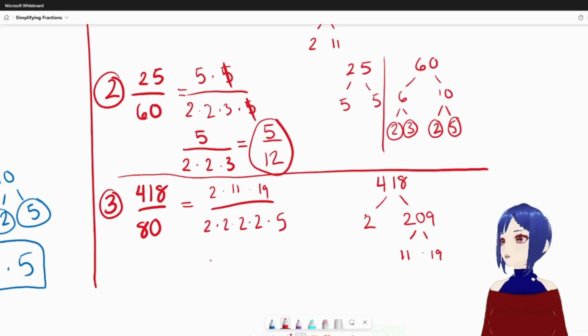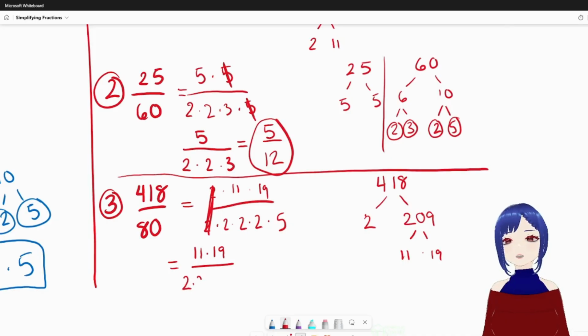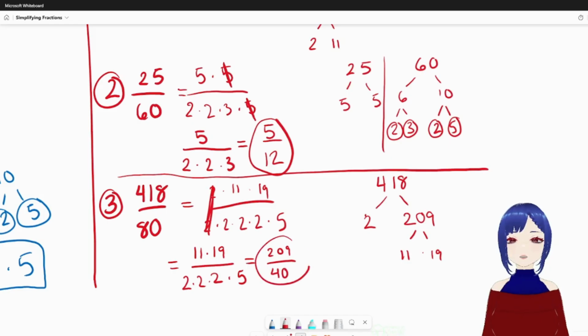Remember, I did that earlier in a different example. So this one, even though we had some really big numbers, it actually doesn't simplify that much. The only thing they have in common is a pair of 2's. So in the top, we're still left with the 11 and the 19, and in the bottom, we're left with 3 2's and a 5. So 11 times 19 is 209. 2 times 2 is 4, times 2 is 8, and 8 times 5 is 40.